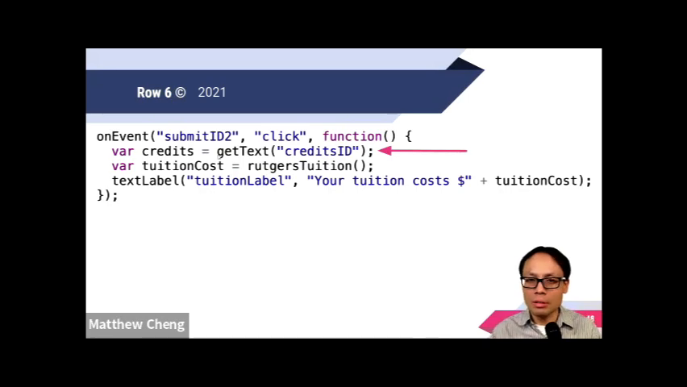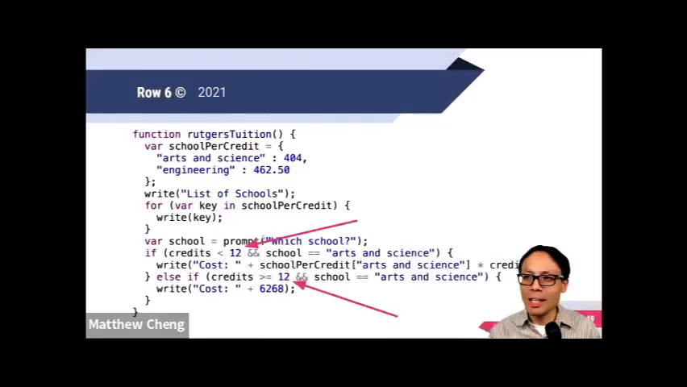So again, just as an example, what the College Board perhaps would be okay with for row 6 is, let's say I have my credits variable here, and then I have my function call. I have Rutgers tuition, and I'm just calling it with no parameters, because I kind of forgot about row 4. And then let's say I define my function, and inside of my function, I have my algorithm with my sequencing, selection, and iteration. I can loop through my list of schools. I ask the user what school they want to go to.